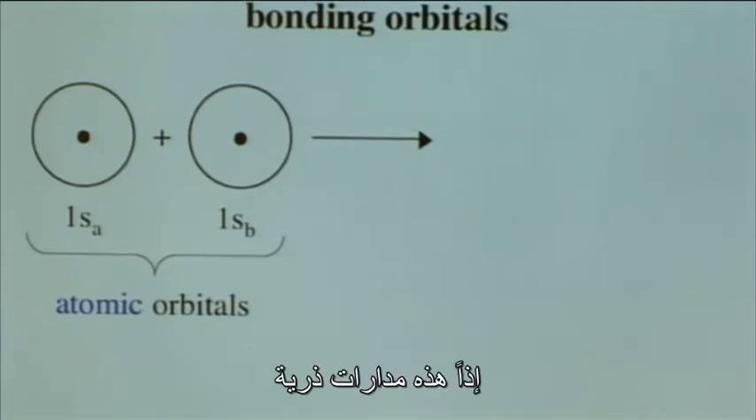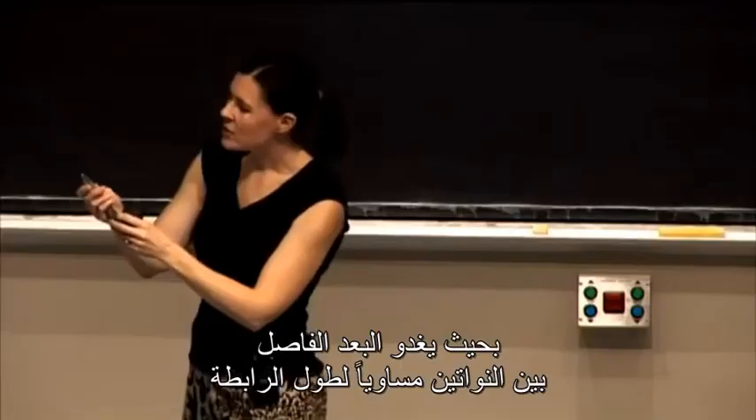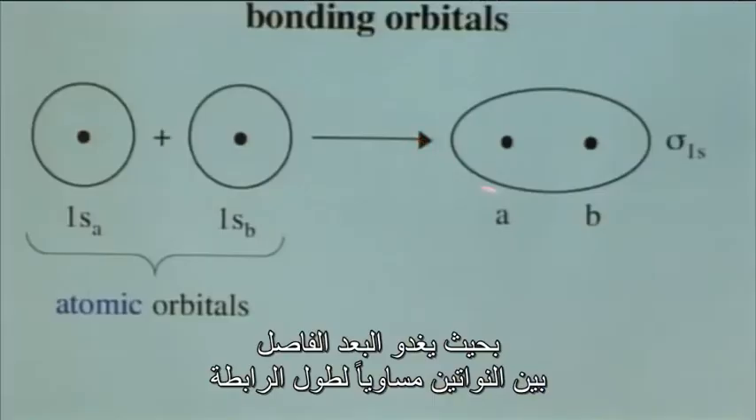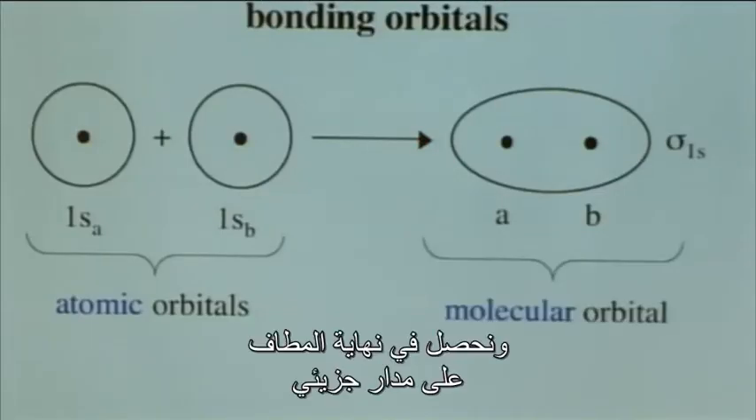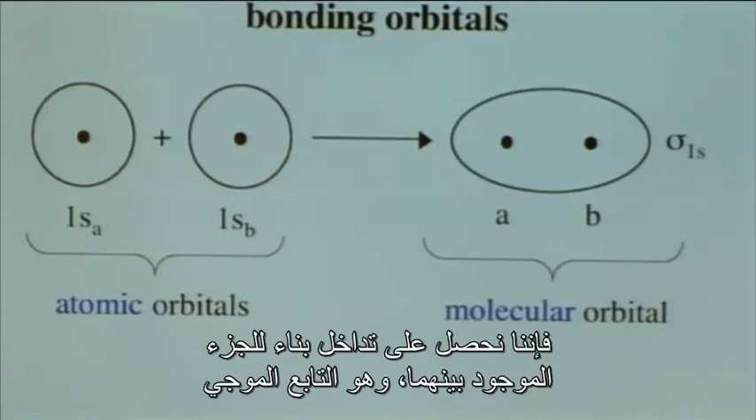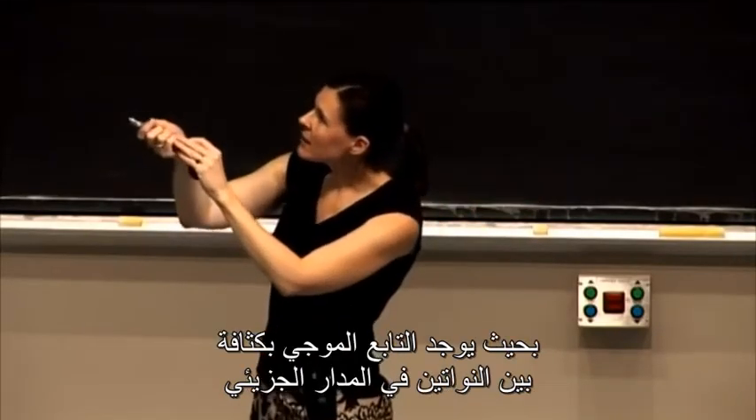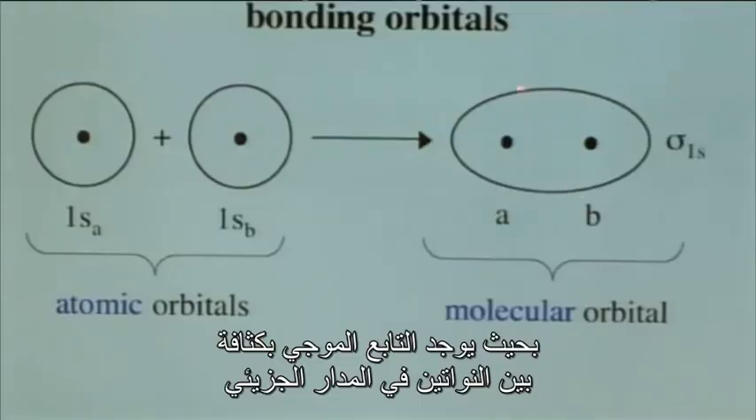So these are atomic orbitals. What we're going to do in forming a molecule is bring these two orbitals close together such that the two nuclei are at a distance apart equal to the bond length. And what we end up forming is a molecular orbital, because as we bring these two atomic orbitals close together, the part between them, that wave function, constructively interferes such that in our molecular orbital, we actually have a lot of wave function in between the two nuclei.